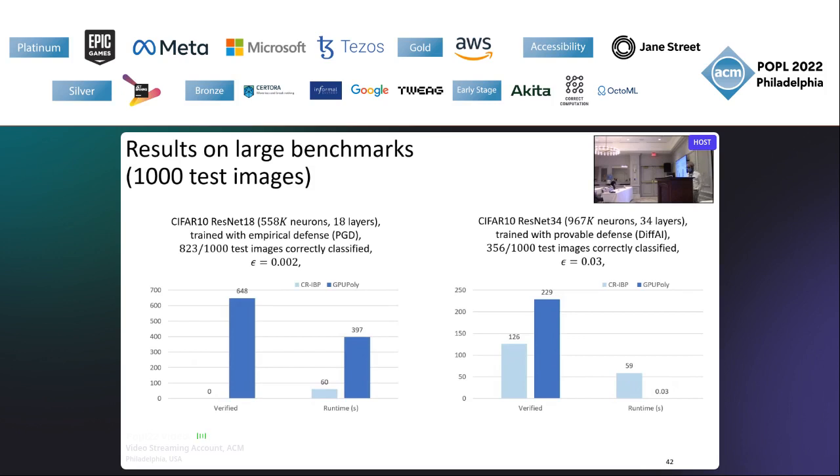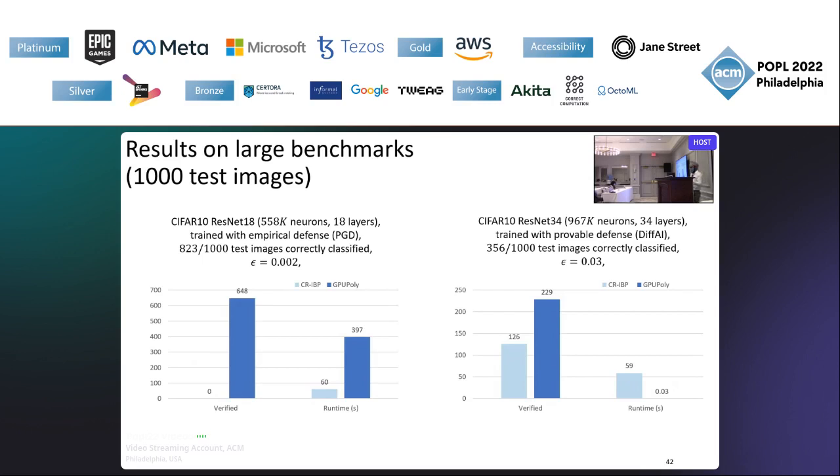Now what you see is that the left-hand side network has 82% accuracy, while the right-hand side has been regularized so much to improve its certification that the accuracy is 35%, which for a practical purpose is not very useful. What you see also on the left-hand side is that the epsilon is 0.002. On the right-hand side, the epsilon is much bigger, 0.03.